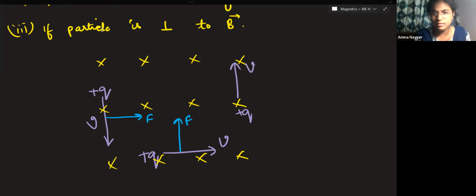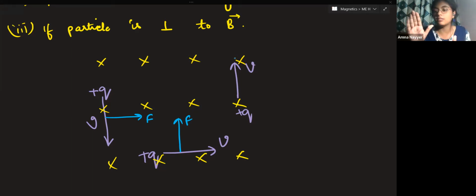Fahad, any corrections? See, outwards is when your thumb is going like this, pointing towards me. This is outwards. This is inwards. This is upwards. This is downwards. This is leftwards. This is rightwards. These are the directions. If I'm keeping my hand along the direction of velocity, and the magnetic field lines are where?